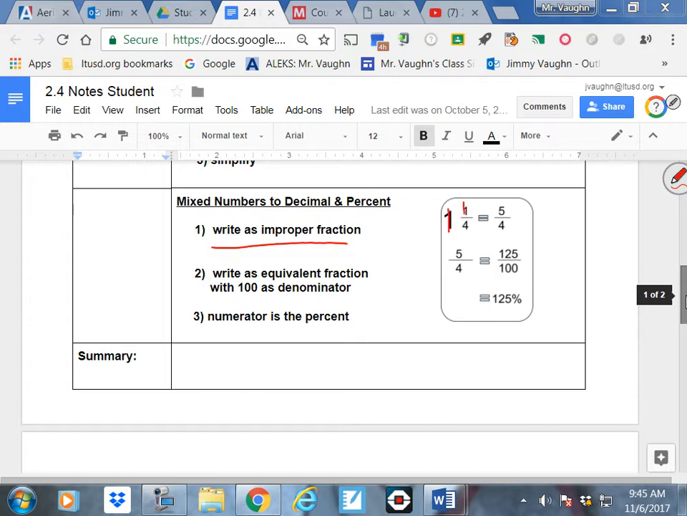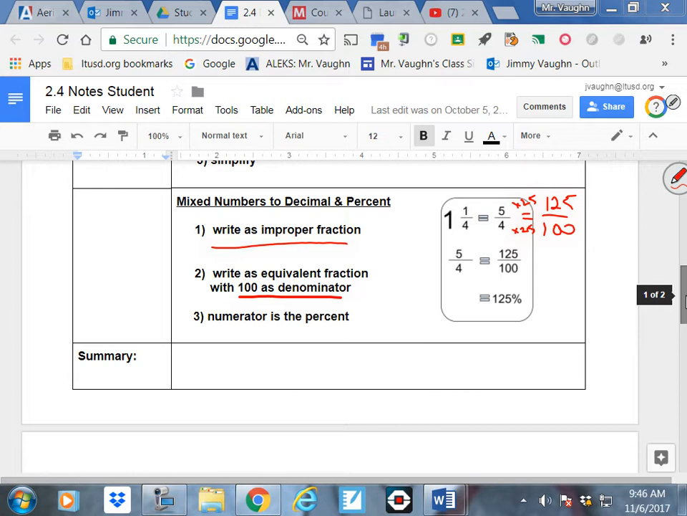So 1 and 1/4. To convert that into an improper fraction, if you need some review, you multiply the denominator times the whole number. So that's 4, and then you add the numerator. So 4 times 1 is 4, plus 1 is 5. So you've got 5 over 4. That's an improper fraction. That's the first step. Then you can write it as an equivalent fraction with 100 as a denominator. So you multiply this times 25 to get to 100 on the bottom. And then we've got 125 over 100.